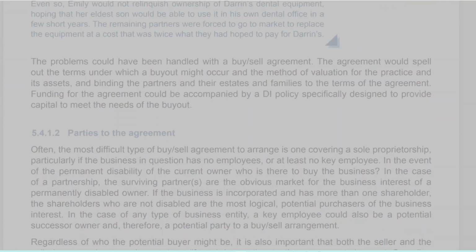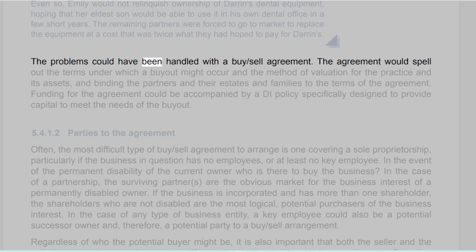Even so, Emily would not relinquish ownership of Darren's dental equipment, hoping that her eldest son would be able to use it in his own dental office in a few short years. The remaining partners were forced to go to market to replace the equipment at a cost that was twice what they had hoped to pay for Darren's.